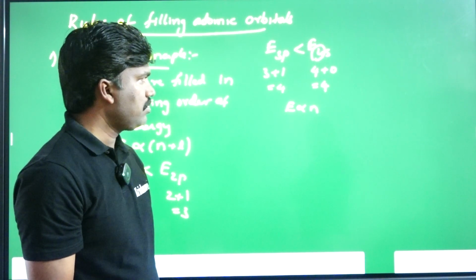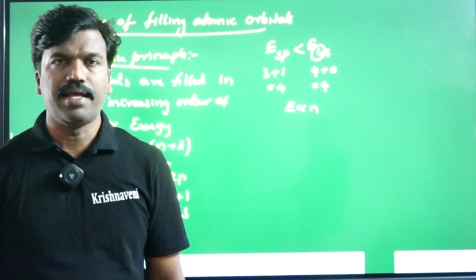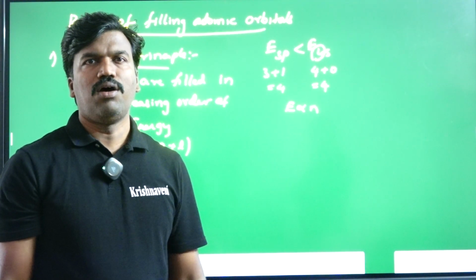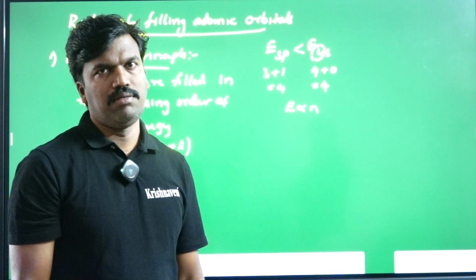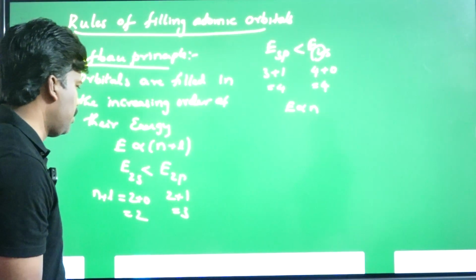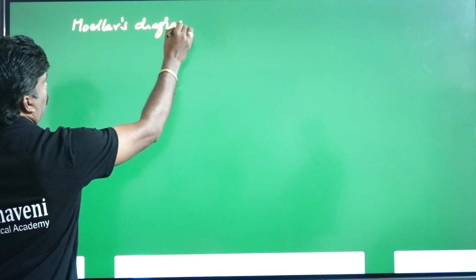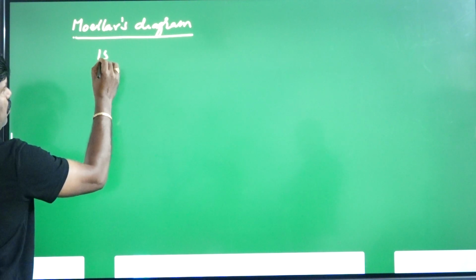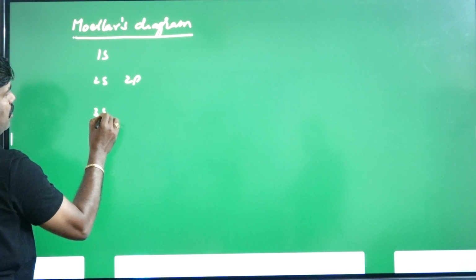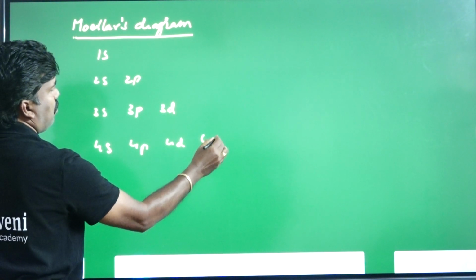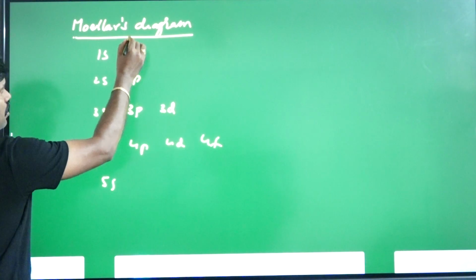There is a diagram called Moeller's diagram. It is an easy way to tell the increasing order of energy of orbitals. Let us draw that diagram: 1s, 2s, 2p, 3s, 3p, 3d, 4s, etc.